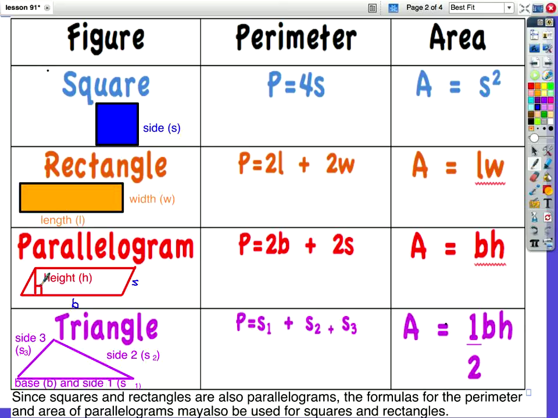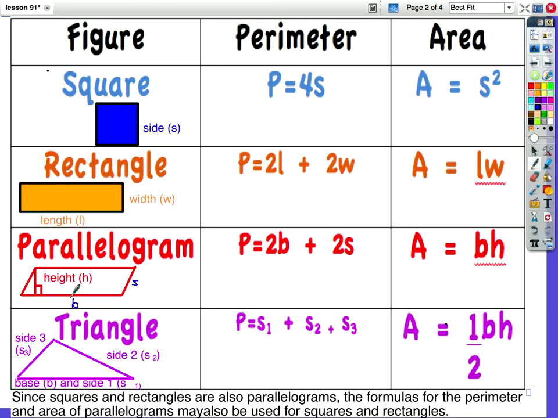When we find the area, we need to take the base times the height, or that number from one base to the other. So the perimeter of a parallelogram is 2 times the base plus 2 times the side. Area of the parallelogram is base times height.